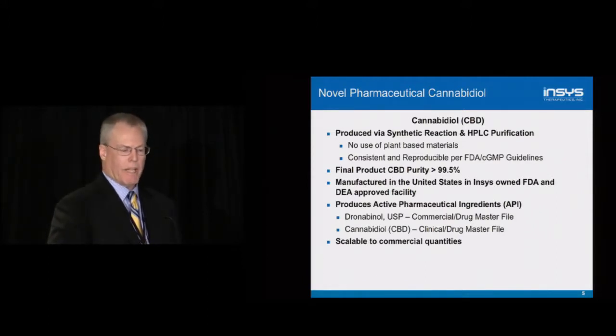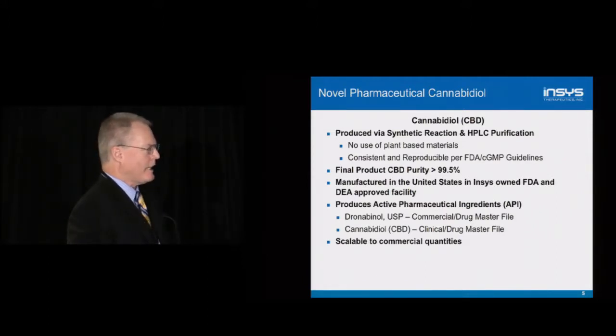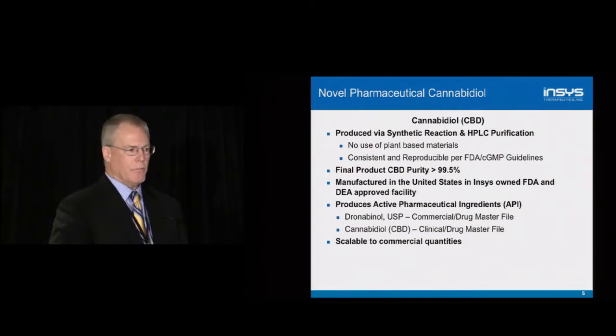So at that plant, we produce the dronabinol and the cannabidiol. And importantly, this is scalable to commercial volumes, so we believe we're going to be able to supply this for the market in good quantities.